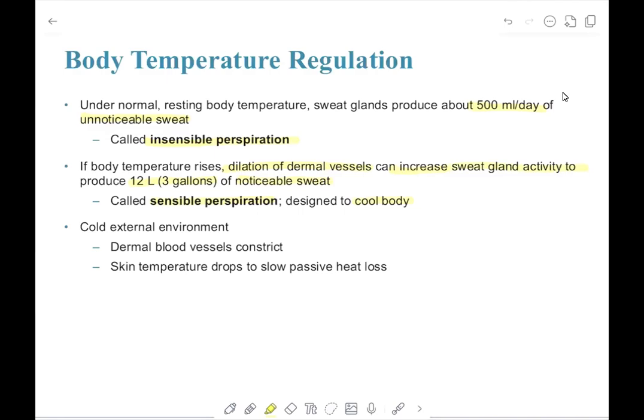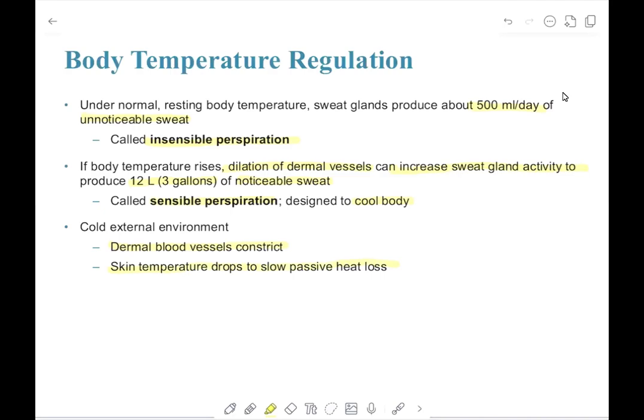In this case, instead of the dilation of blood vessels, the blood vessels are going to constrict to conserve that fluid in the body so it's not lost. So the skin temperature drops to slow passive heat loss.